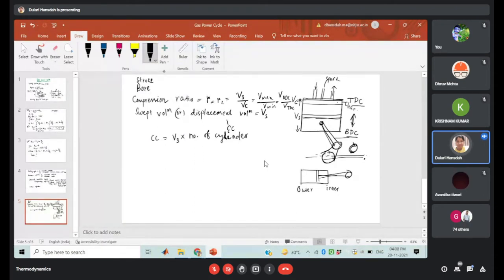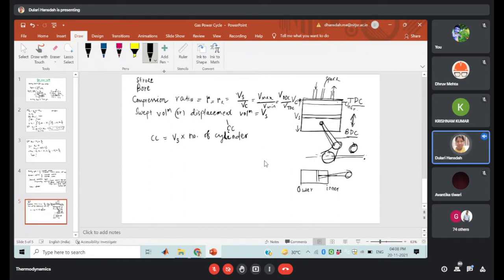For a car or bike, if you observe, it is written 150 cc, 200 cc, and compression ratio is written in some engines as 20 is to 1, 17 is to 1, 22 is to 1, like that. That is the compression ratio, and CC is the displacement volume, which is represented in terms of the cubic capacity.